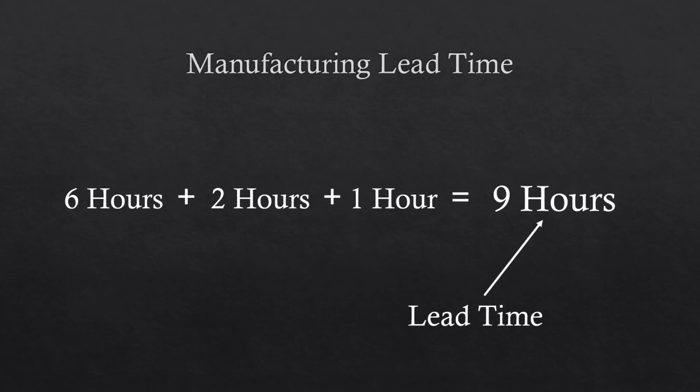Cool, let's do a quick example. Let's say you are a manufacturing company. You begin working on an order. It takes you 6 hours to gather materials, prep machines, and do paperwork. Then it takes 2 hours for the machines to produce the product, and then a final 1 hour for quality checks and packaging. This means your manufacturing lead time is 9 hours.